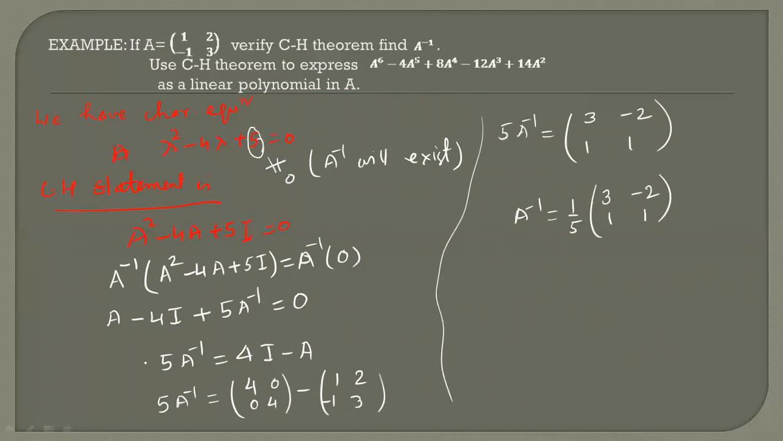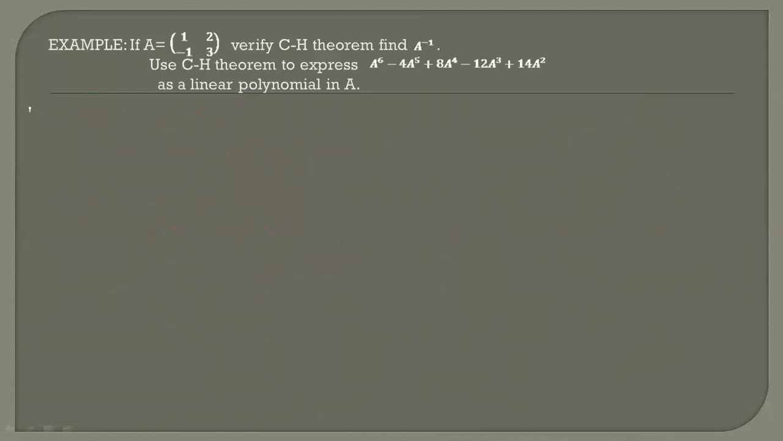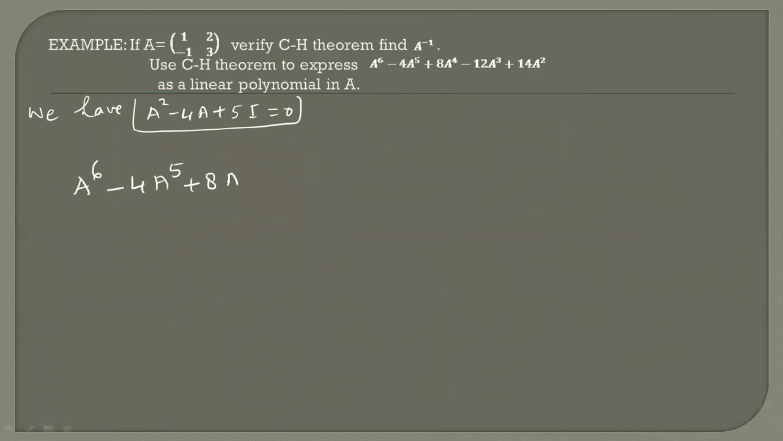Now the last part is to express A to the power 6 minus 4A to the power 5 plus 8A to the power 4 minus 12A cube plus 14A square as a linear polynomial. What we have? We have A square minus 4A plus 5I equal to 0, and this is a key point here. We will use it for simplification of the given expression.